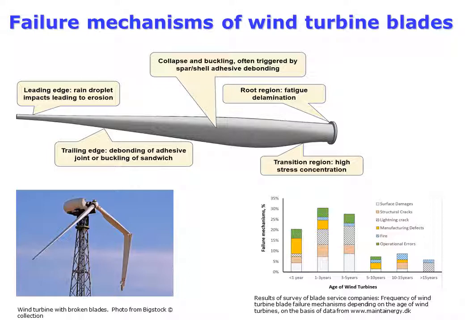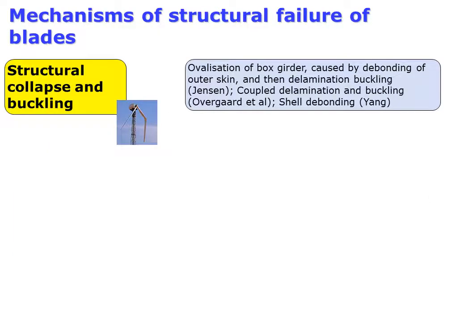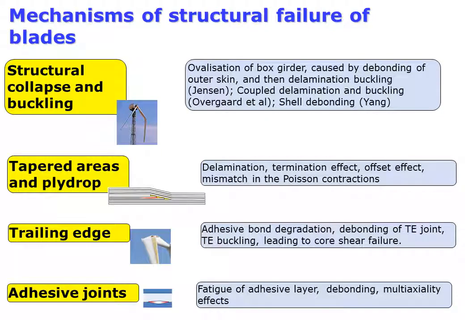DTU Wind and our colleagues from Indian Institute of Wind Energy carried out a survey among service teams on frequency of observation of different failure mechanisms. Leading edge erosion is the most often observed mechanism over first service years. Mechanisms of structural failure of wind turbine blades include structural collapse and buckling, delamination in tapered areas, and ply drops, adhesive bond degradation, and buckling in trailing edge and skin spar.